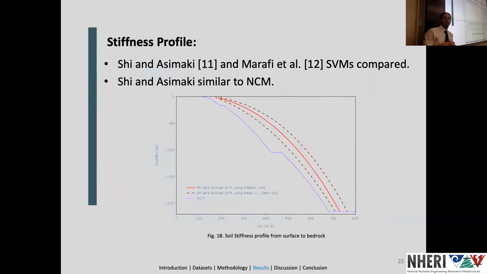What we were able to do after that is use sediment velocity models, or SVMs. These are models that allow you to obtain VS profiles, or shear wave velocity profiles, from the surface all the way to bedrock based on VS30, which is the shear wave velocity in the top 30 meters. We compared several SVMs and also compared them to the outputs of the natural cluster model that we used for the bedrock. What we found was that the Sheehan Asimaki model was the most similar to the outputs of the NCM model. However, even here you can see that with the Sheehan Asimaki SVM, using both our median prediction and mean prediction with plus or minus two standard deviations, it was still consistently over-predicting the shear wave velocity compared to the natural cluster model. So further work must be done to know for certain what's closer to the ground truth.